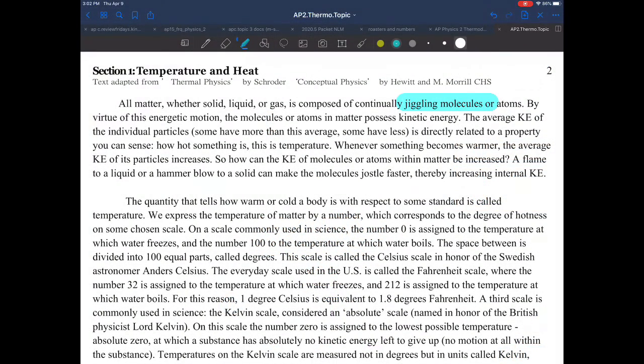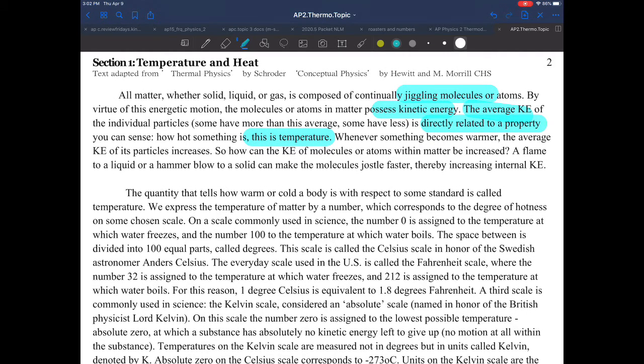So you see that as the molecules jiggle more, they'll have more kinetic energy. And the more kinetic energy they have, that kind of means the larger temperature they have. So average kinetic energy is directly related to a property's temperature. So when you look at the simulation, the higher temperature water molecules are moving at a higher velocity, thus giving them a higher kinetic energy.